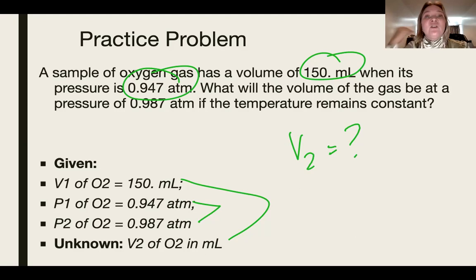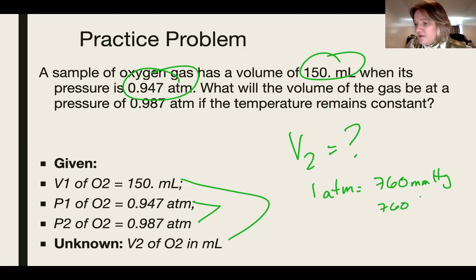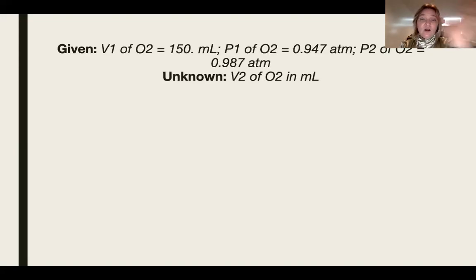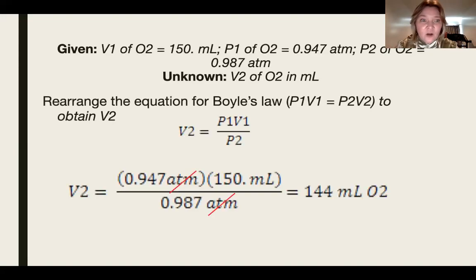You don't have to convert anything unless I ask you specifically for a particular unit in the answer to the question, which I might do. And then you can't forget that 1 atm is equal to 760 millimeters of mercury, 760 torr, and 101 kPa. Those are the four main units that are used. Okay, so that's all of our given information and our unknown.